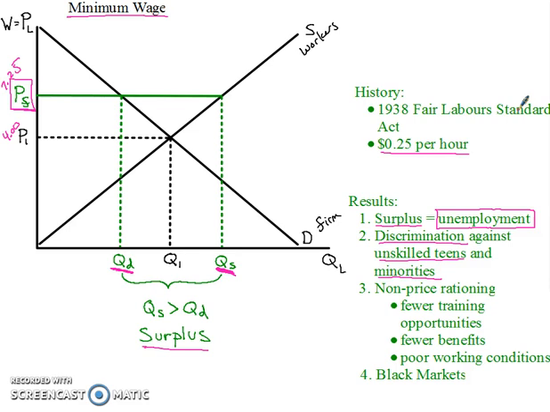And then finally, you might just get black markets, where people are just going to pay somebody under the table, outside of the legal market. So again, we're not saying that minimum wages are good. We're not saying minimum wages are bad. We're just saying that these are some of the things that we expect to see if the government is going to institute a minimum wage, which is just an example of a price floor. Then we expect to see some of these behaviors happen.